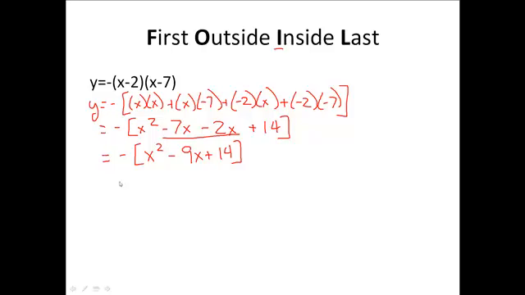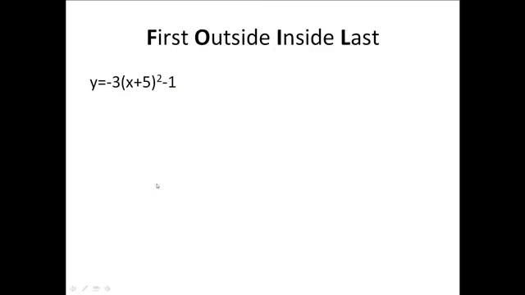And finally, negative x squared. We're distributing the negative, recall, to each term. So negative x squared plus 9x minus 14. Okie dokie, let's go on to one more. Okay, so try this one, and then pause and come back when you're ready.